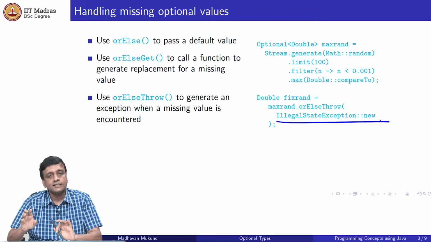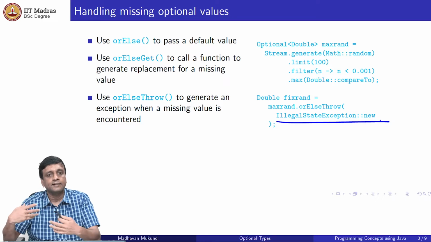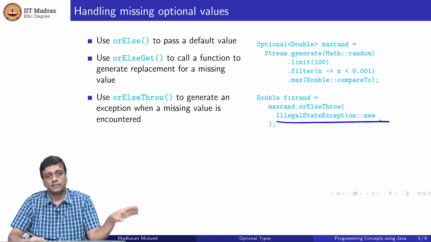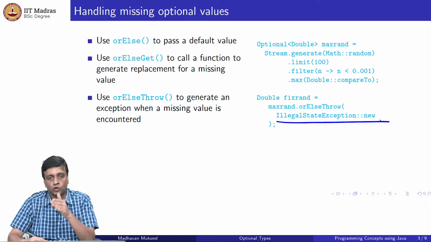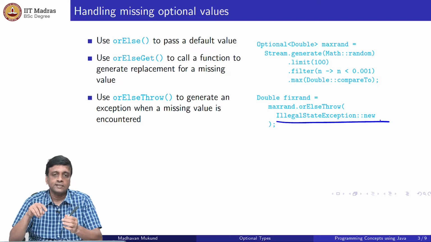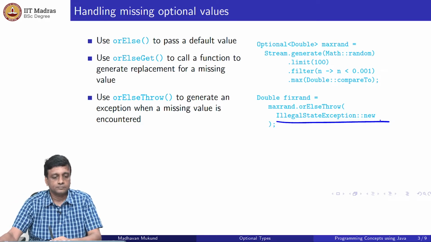Notice in none of these things did we have to actually explicitly check whether the value is this or that or compare it to anything, right. We use this method which extracted the characteristics. If it was a valid value, the value is present, this method just ignores it. If the value is not present, if it is an empty value, then the method triggers and it does whatever we tell it to do. So this is significantly nicer than saying if maxrand equal to null, do something, else do something else.